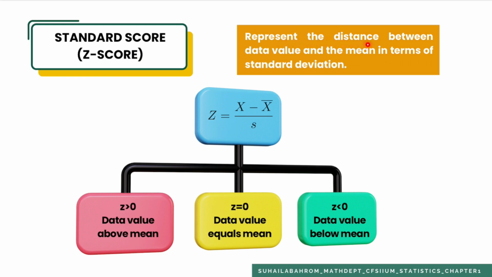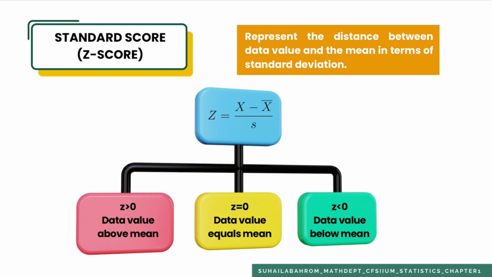It represents the distance between data values and the mean in terms of standard deviation. If we look at the formula for the Z-score, X is the value of the data, minus X bar, which is the mean of the sample, and divided by S, which is the standard deviation of the sample. When we measure the difference between any two values, there are three possibilities.